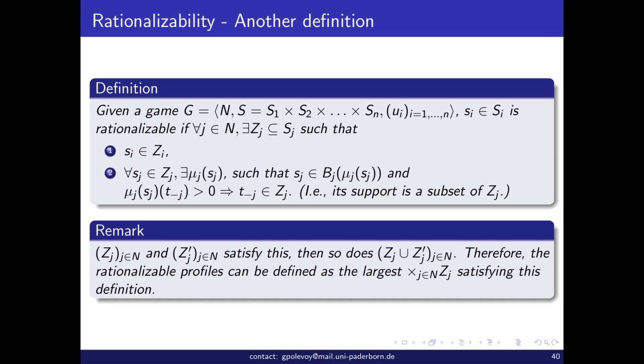Now, let us look at another definition of rationalizability, which we will show to be equivalent to the first one, but it's a bit simpler, because in the first definition, we actually built the structure of sets and distributions on those sets with respect to which distributions the actions were best responses.